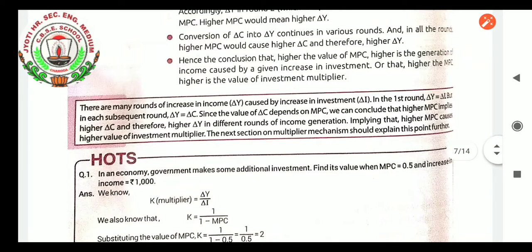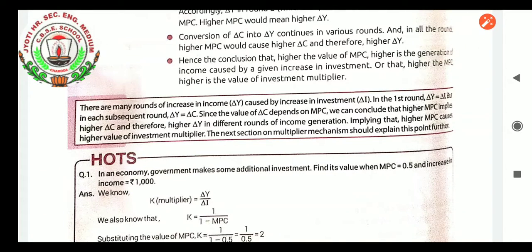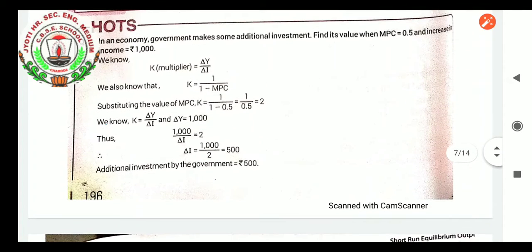There are many rounds of increase in income, change in Y caused by increase in investment delta I. In the first round, delta Y equals delta I, but in each subsequent round, delta Y equals delta C. Since the value of delta C depends on MPC, we can conclude that higher MPC implies higher delta C, and therefore higher delta Y in different rounds of income generation, implying that higher MPC causes a higher value of investment multiplier.